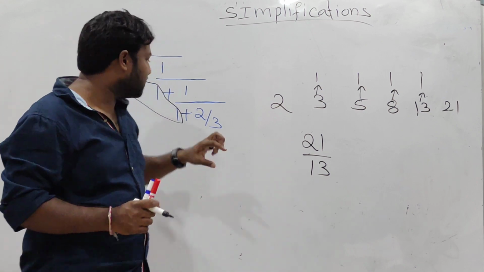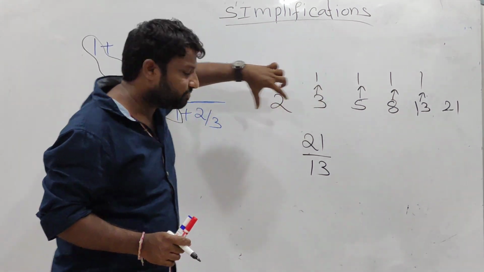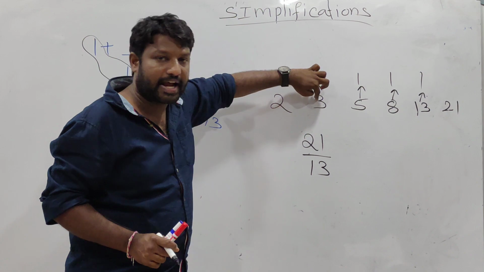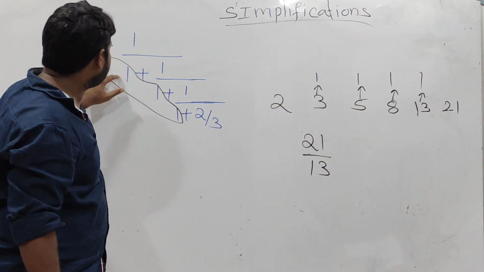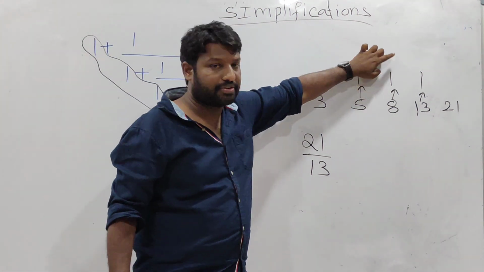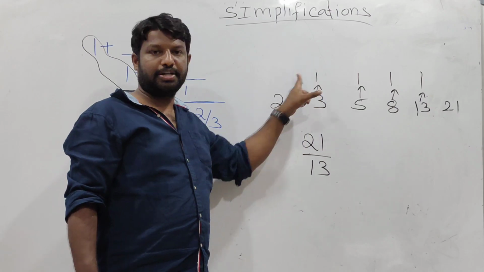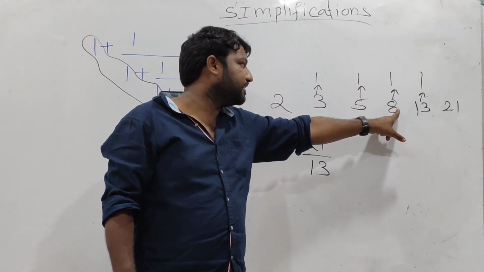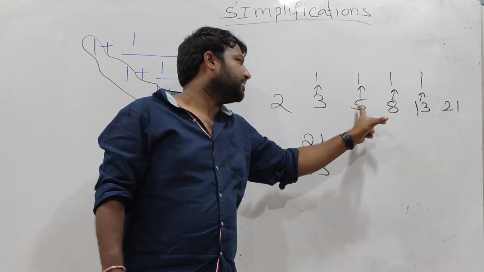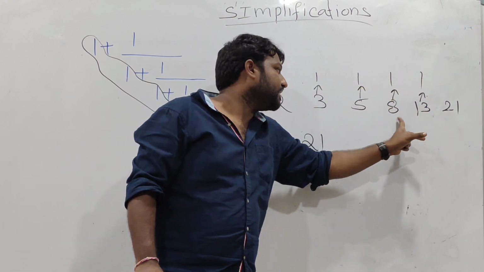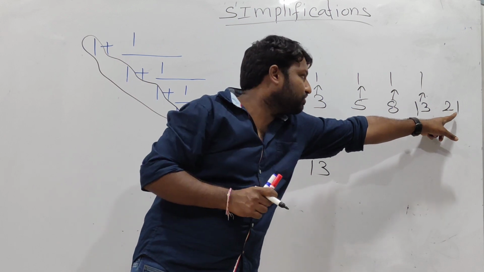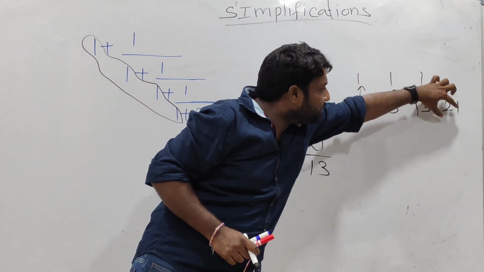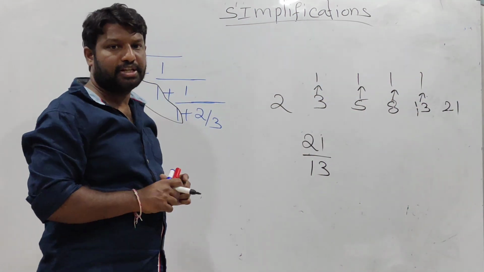So directly what are we doing? There is 2 by 3, right, 2 by 3. So write 2, write 3. What values are here? 1, 1, 1, 1. So write all 1, 1, 1, 1 above. So start here: 3 ones are 3 plus 2, 5. Right, 5 ones are 5 plus 3, 8. Then 8 ones are 8 plus 5, 13. 13 ones are 13 plus 8, 21. So the last term is 21. So the final answer is 21 by 13. This is the answer.